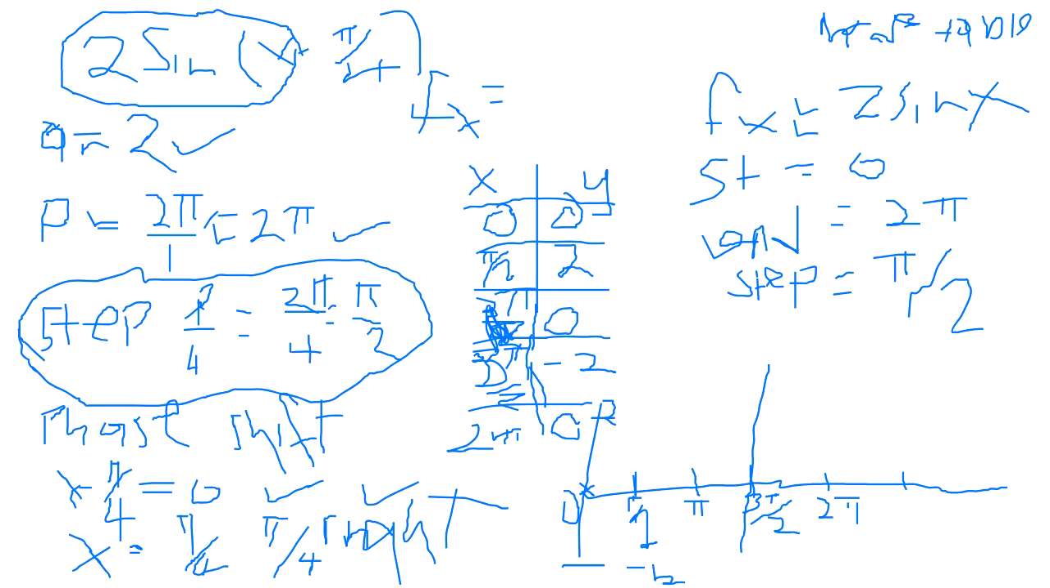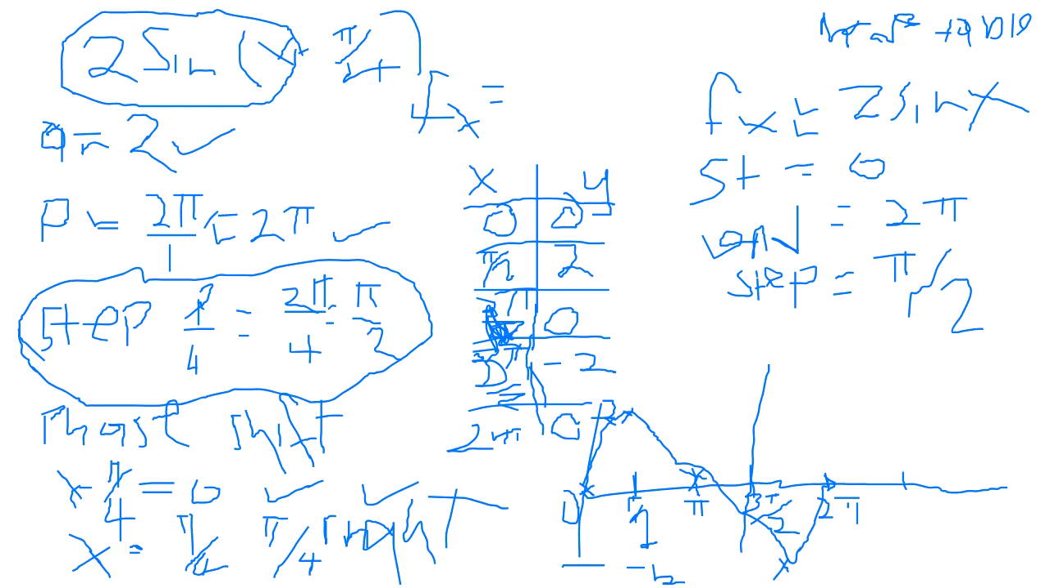When it was 0, it is 0. Then pi over 2, we have 2. Pi is 0. 3 pi over 2 is minus 2. 2 pi is 0. Then let us remember that there is a phase shift, which is pi over 4 to the right. Have you seen that? So you see that your original graph will be like this. But this is not the graph you are looking for.